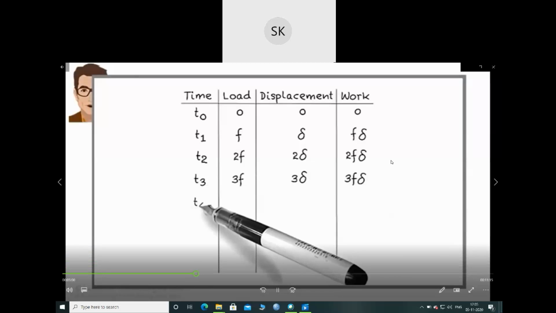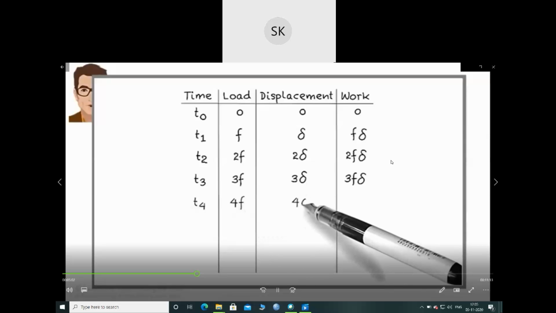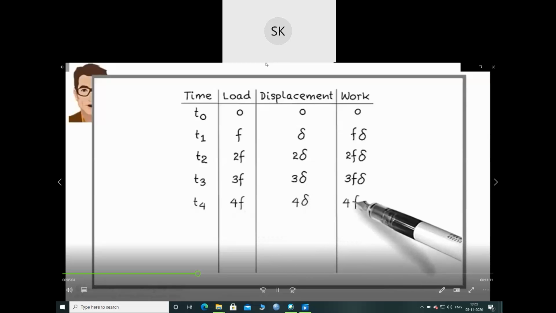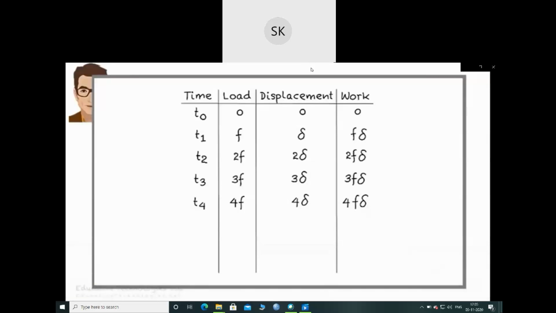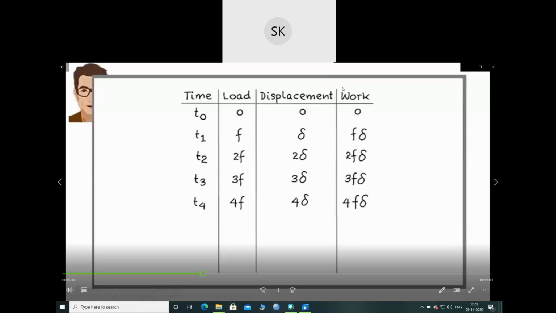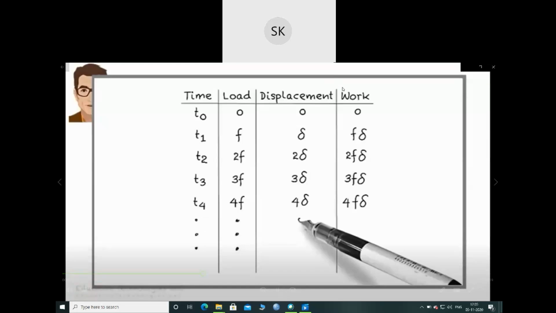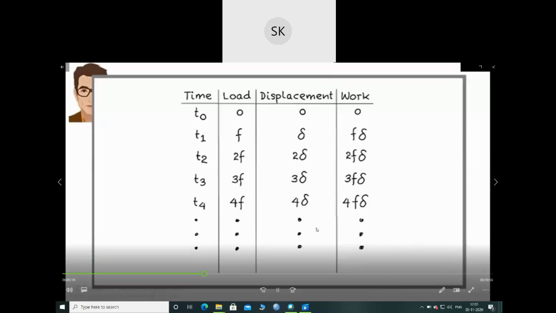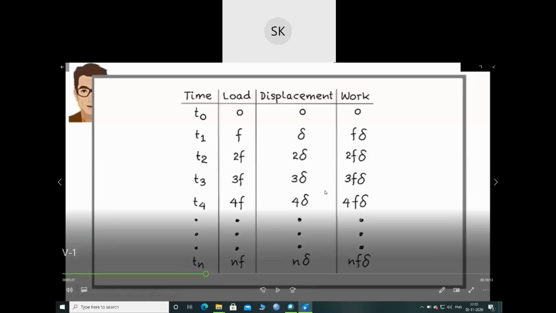At time t4, total load on the beam is 4F, total displacement is 4 delta, and the incremental work done is 4F delta. We continue incrementing the load until the entire intended load is applied to the beam. Say that happens at time step n. So at tn, total load is nF.